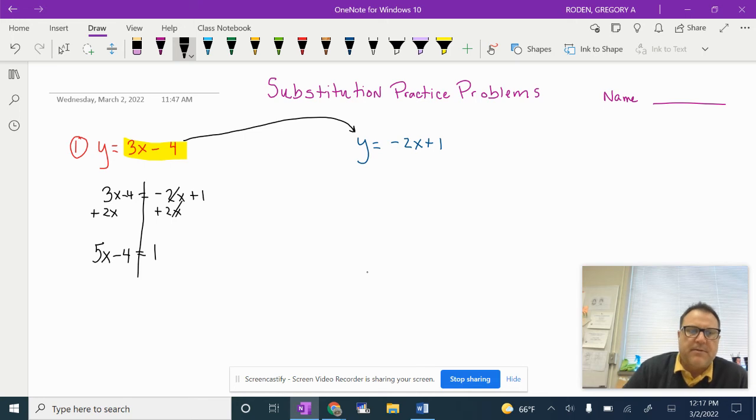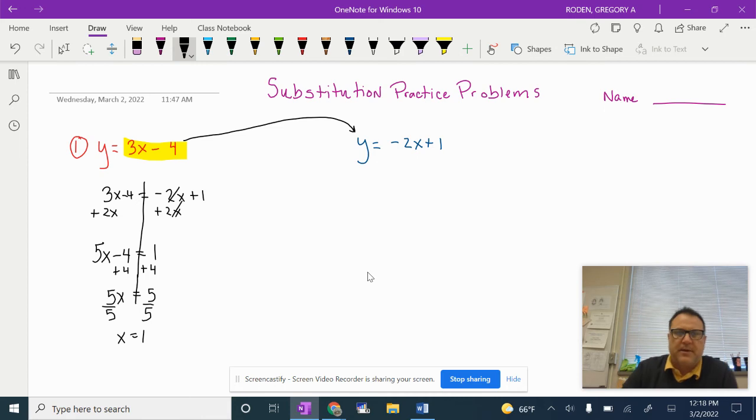Okay? Now, the next thing I'm going to do is add a positive 4 to both sides. So when I do that, I get 5x on this side equals 1 plus 4 is 5. So then I divide both sides by 5, and I get x equals 1. Okay? So how do you think of that?